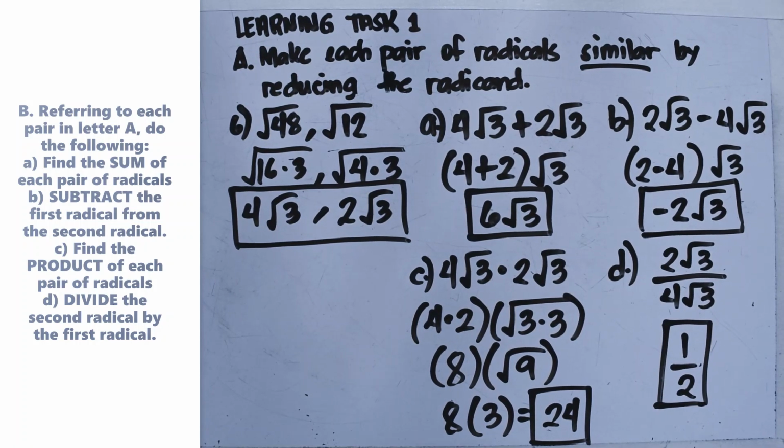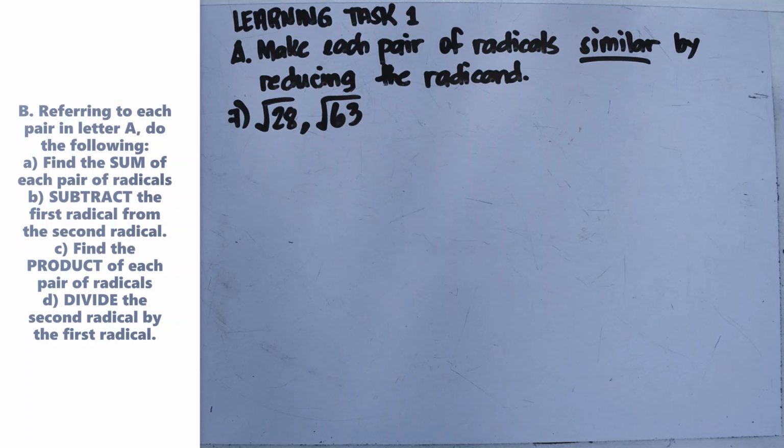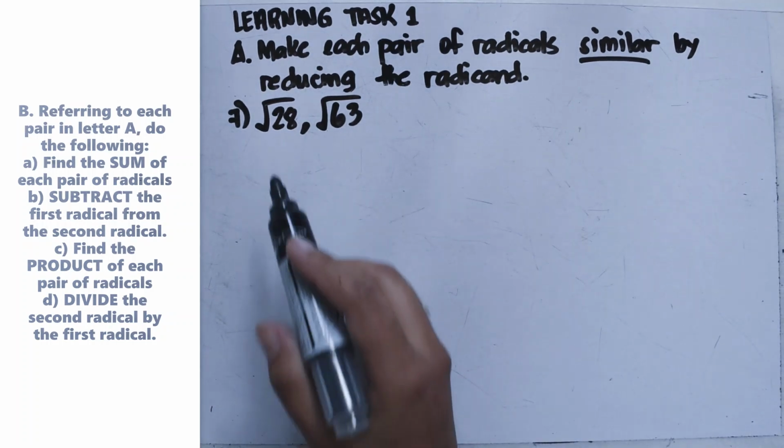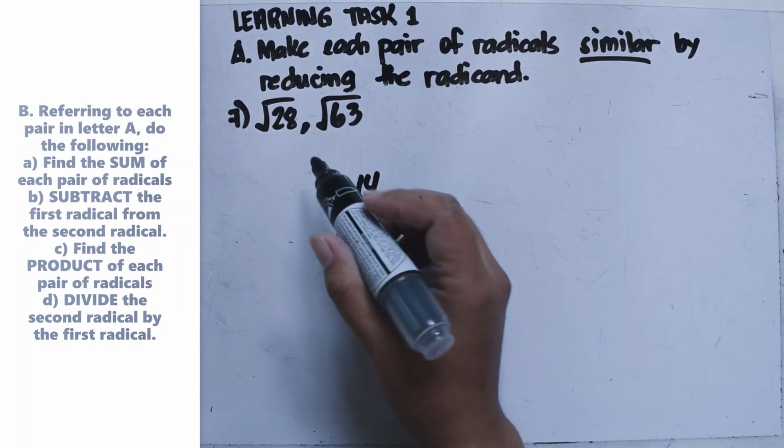Therefore, proceed tayo sa number 7. Okay, number 7 na tayo. Again, paulit-ulit lang naman. I-reduce natin si 28. Ano naman mga factors niyan? We have 2 times 14 and 4 times 7.